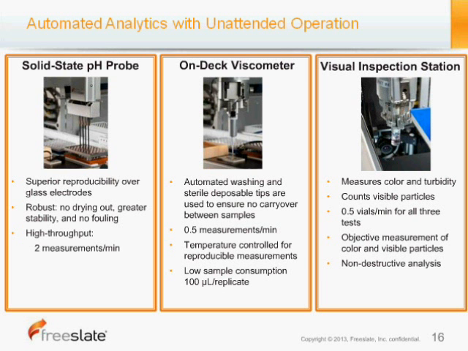And then we have our visual inspection station. So here it measures color, turbidity, and it can also count visible particles above 80 microns, 80 micrometers. It can do all 3 analytical tests with about 0.5 vials per minute, and it basically provides objective measurements of color and visible particles. It's a non-destructive analysis, and it can also create videos and pictures of all of your vials for review or notebooking.